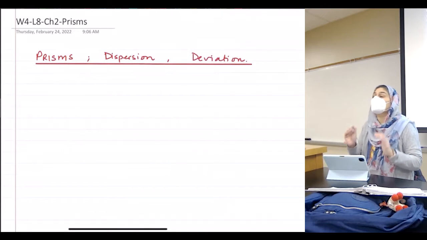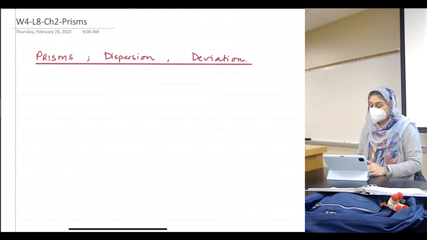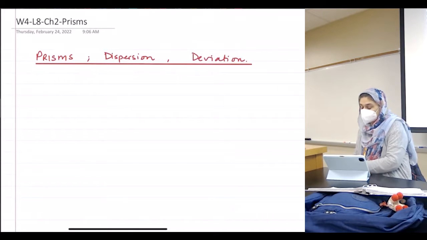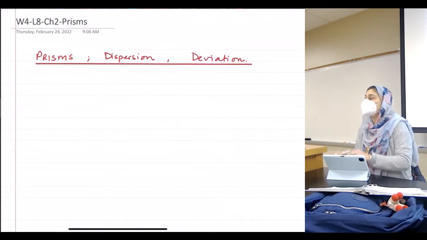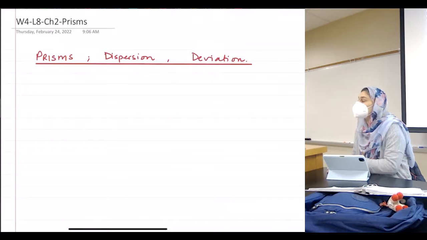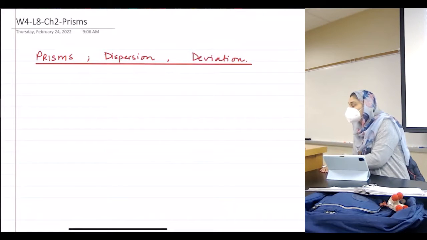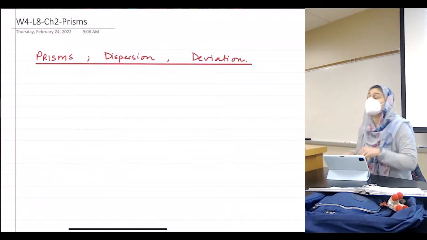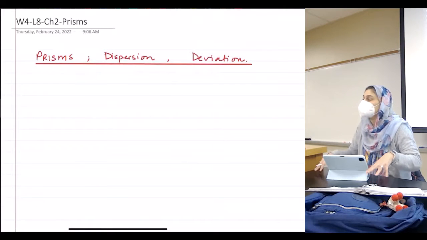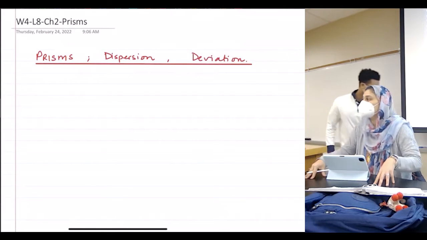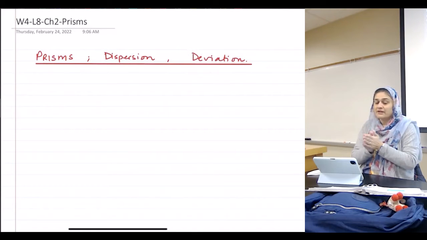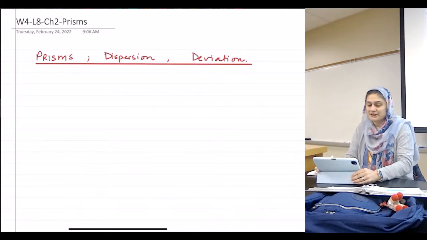So these are the three words we're going to talk about today: prisms, dispersion, and deviation. I get really easily confused between dispersion and deviation, so I want you to pay attention to these two words. I'm going to define them in English, and then in the future define them in physics. Okay, so let's start at the beginning.